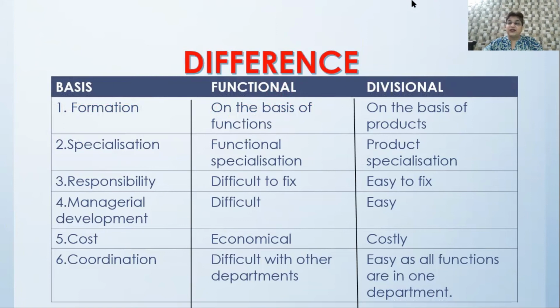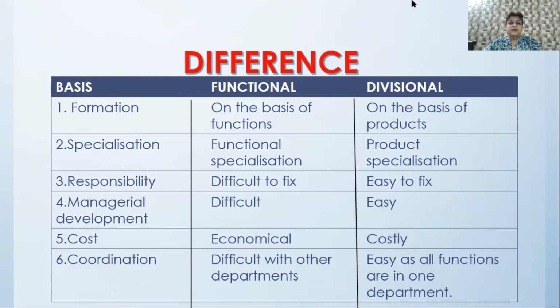Then responsibility. Functional is very difficult to fix responsibility, because what happens is, suppose the sales are dropping. So the CEO says, why is the sale dropping? So the marketing people say that we didn't get enough budget, or the product was not good, therefore it could not be sold. Then when the production was asked, why was the product not good? They pass it on to the purchase department that the raw material was not good. So when the purchase department is asked, why was the raw material not good? They said the marketing never gave us the money. We never got the money to buy good quality products. So they keep on passing it to each other. So fixing responsibility becomes very difficult. Whereas in divisional, it's very easy because each department's profit can be calculated separately.